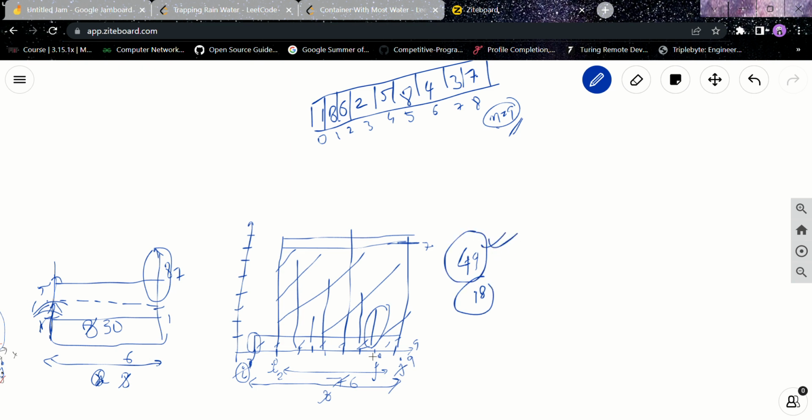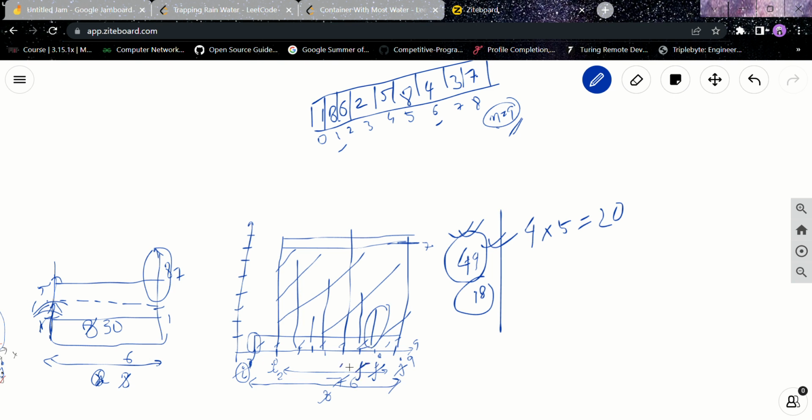Now again we will decrement the j, because the height of j is least here. J comes here. Now the new height of j is equals to 4. J is 4 and the base is 6 minus 1 equals to 5. 4 into 5 is equals to 20. Still, this is our largest area or the largest container.